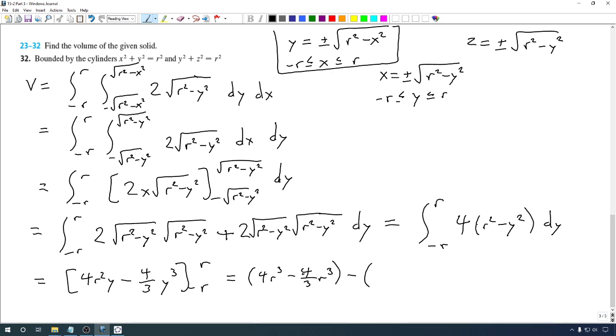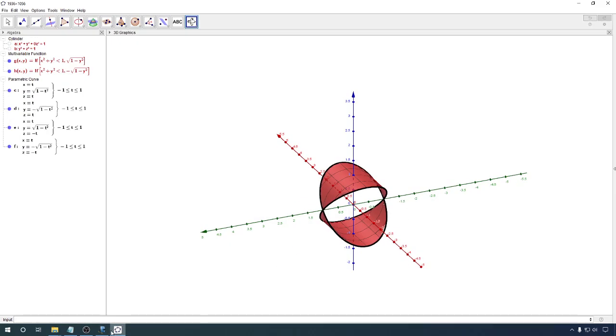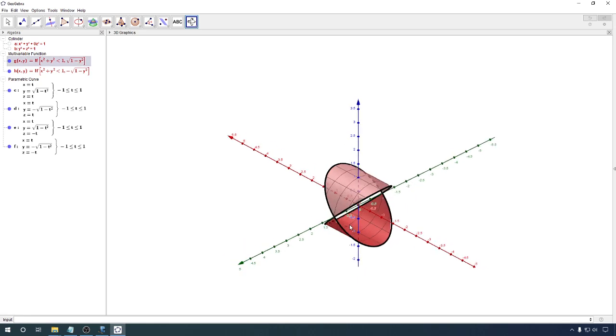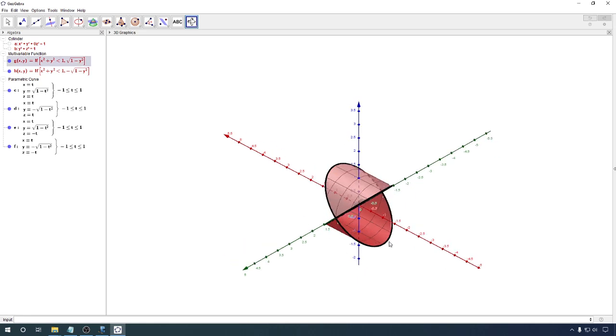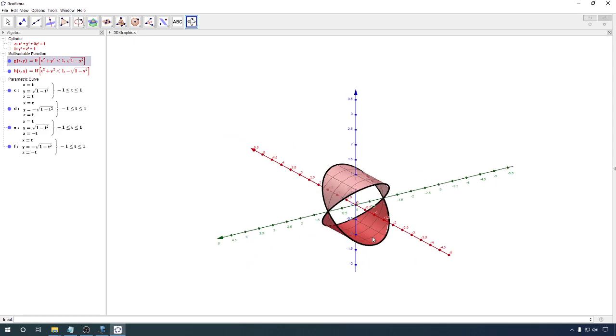But then we're subtracting. When we plug in negative r, we get a negative 4r cubed plus 4/3 r cubed. So everything has an r cubed in it. 4 minus 4/3 plus 4 minus 4/3. All that combines to be 16/3 times that r cubed. So if I go back to our picture here, because I used r equals 1, the volume inside the solid, which is a little hard to picture, is going to be 16/3.